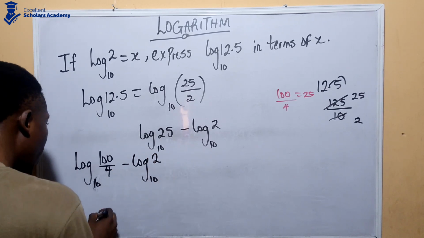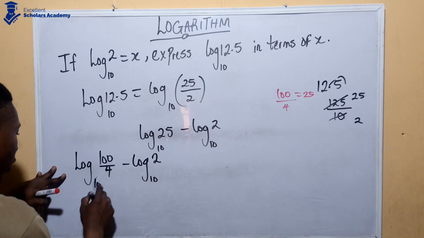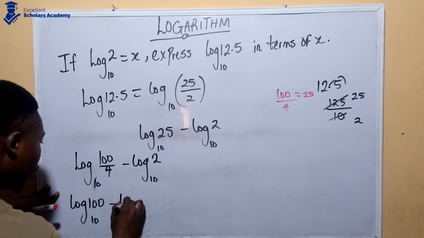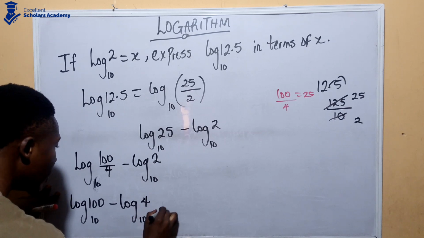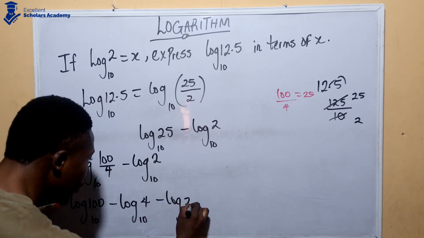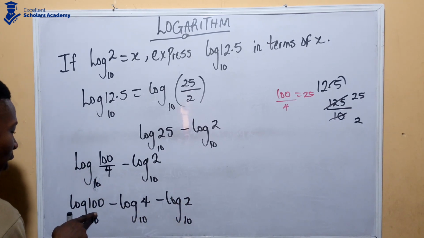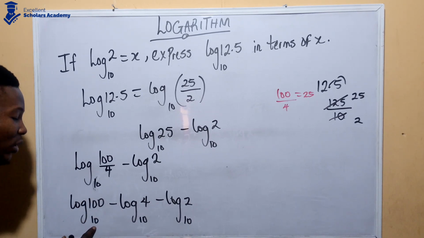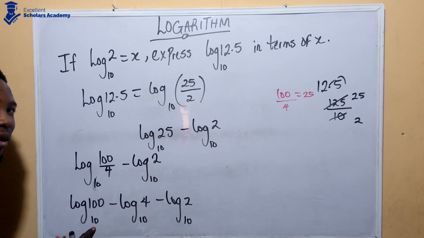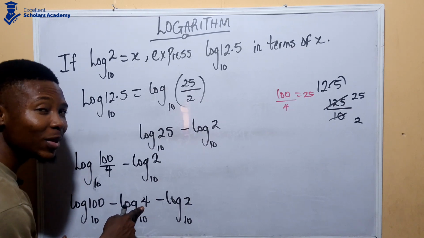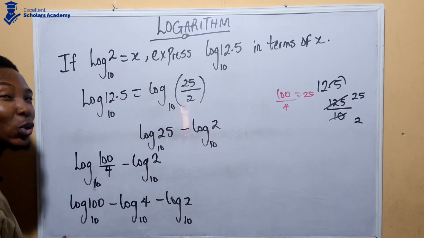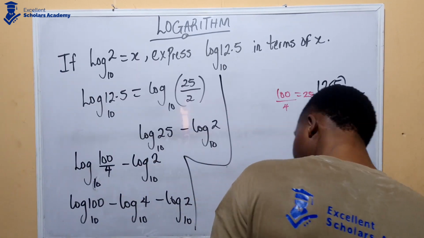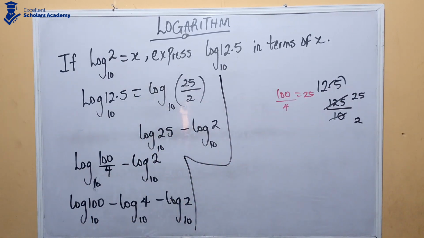Now this can be split into log 100 base 10 minus log 4 base 10 minus log 2 base 10. What I'm trying to tell you is that 100 can be expressed as 10 to the power of 2, which can be easily evaluated because this is base 10. 4 can be expressed as 2 to the power of 2, which gives us log 2. So we can easily get our answer from here.